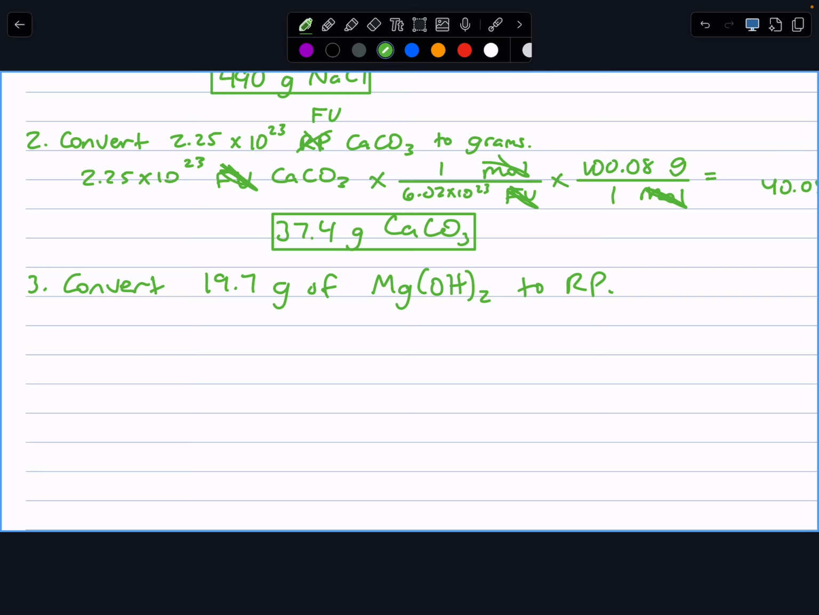Mark it wrong. They don't have the correct molar mass? Everything. Means they're copying somebody's paper. I'm just gonna mark it wrong.